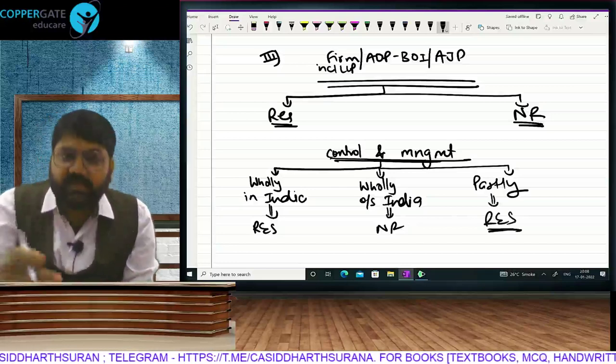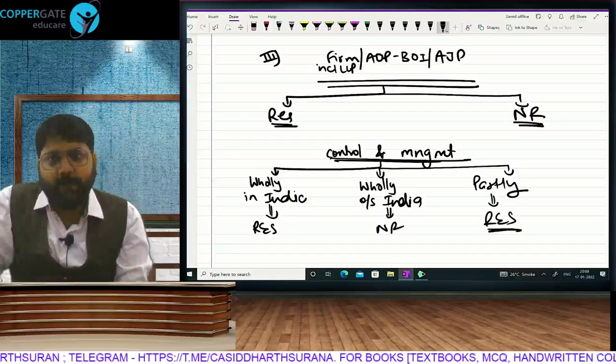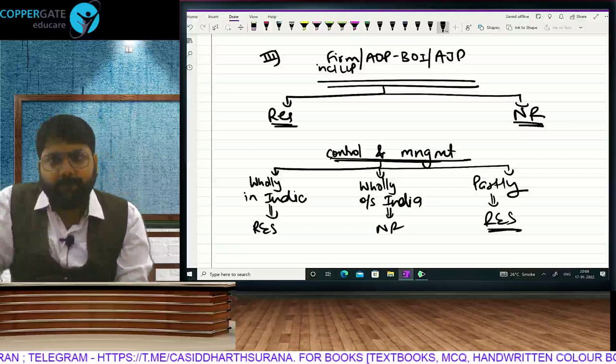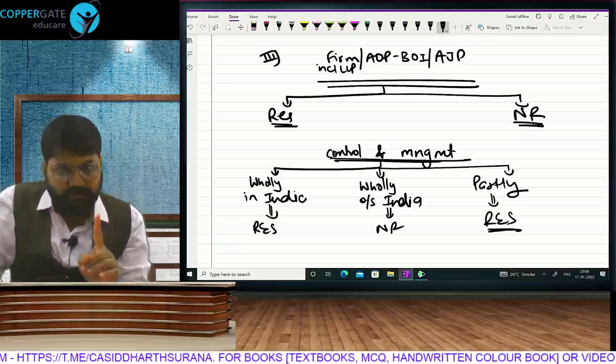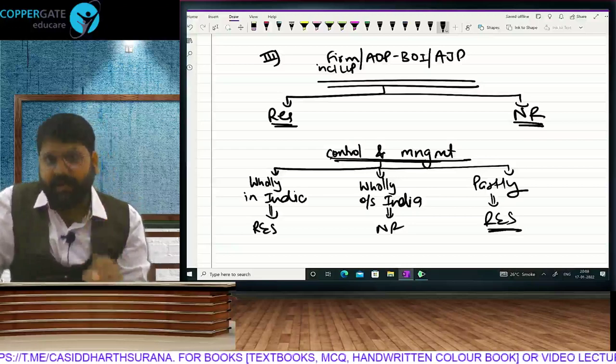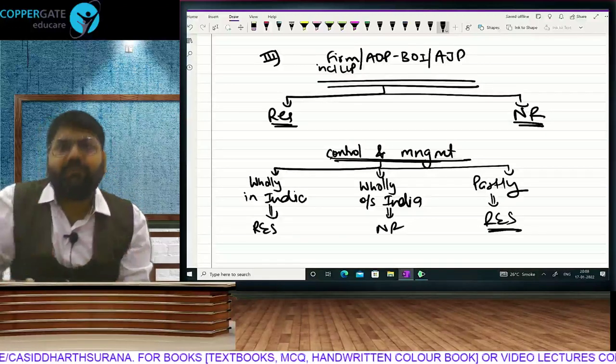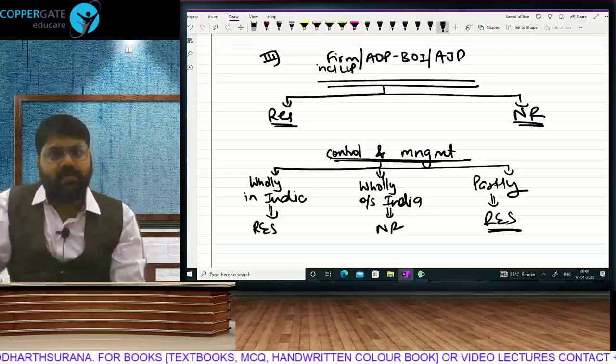Can I say this is same as HUF? Tell me yes or no, this is same as HUF? Yes, this is same as HUF. First. Second, no step two. That means over.